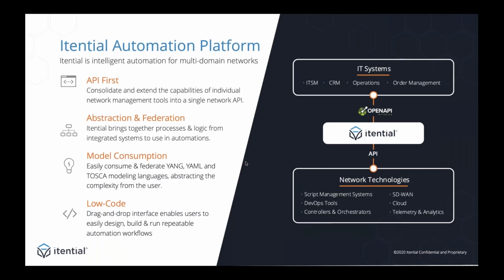So that brings us to the Itential automation platform. We are intelligent automation for multi-domain networks. And so our principles are we want to be API first. We want to consolidate and extend the capabilities of individual network management tools into a single network API. So if you think about all the controllers and orchestrators that exist today and the ones that will exist in the future, we want to integrate that into our platform.